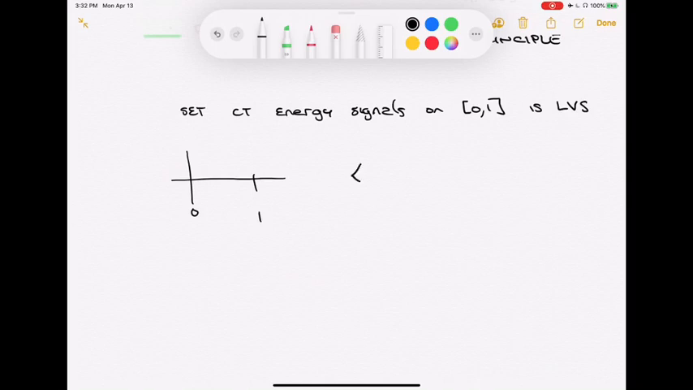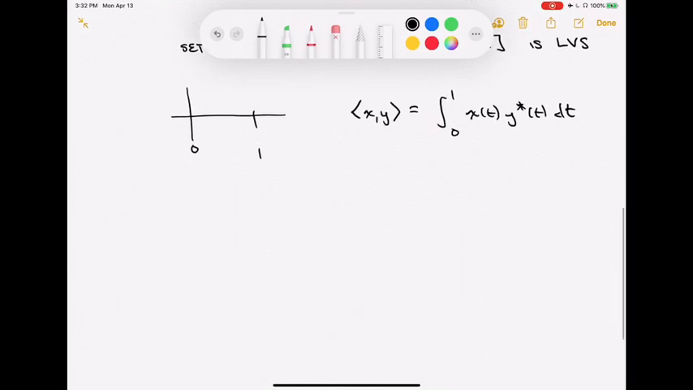I'm going to define an inner product that's somewhat like the energy of signals defined on the interval 0 to 1. So the inner product of x and y is going to be an integral. I'm not going to go from minus infinity to infinity; I'm just going to go from 0 to 1 because I'm restricting myself to a particular interval. And I'm going to have x of t, y star of t, dt. This is very similar to the first example linear vector space given at the bottom of column 1 on our formula sheet. I'm just looking at the interval 0 to 1 instead of minus infinity to infinity. So I have a linear vector space and a definition of inner products.